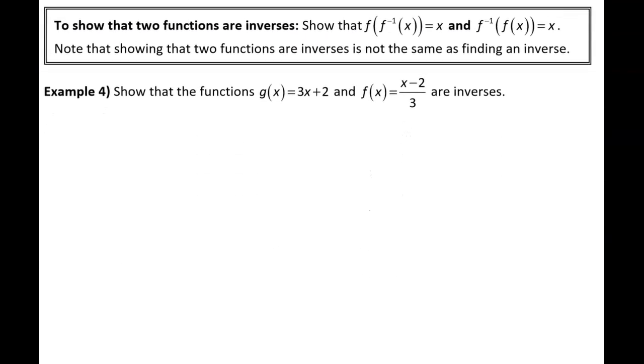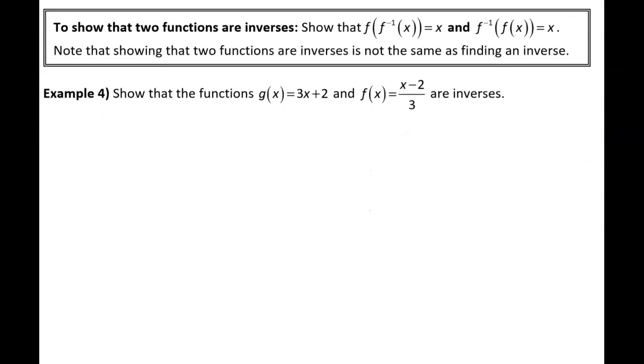The next thing that we're going to do is to show that two functions are inverses of one another by finding their compositions. So two functions are said to be inverses as long as f of f inverse of x is equal to x, and f inverse of f of x is also equal to x.